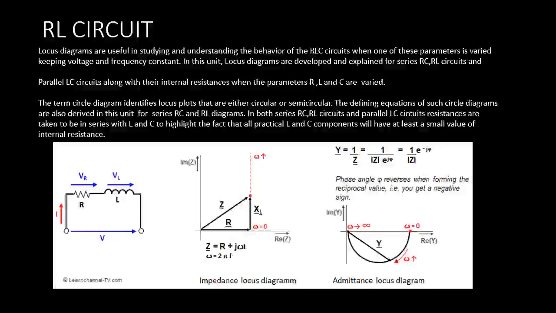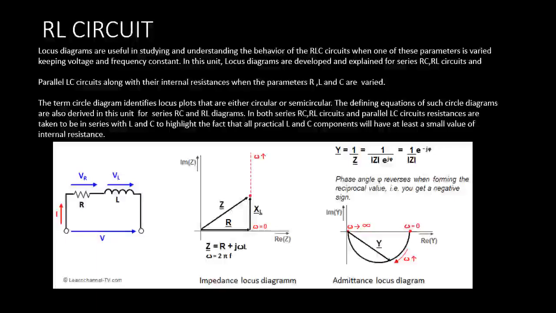The voltage across the resistance is VR and the voltage across the inductance is VL. The total voltage is V equal to VR plus VL by applying KVL. Let us take an impedance triangle, the impedance locus diagram, where the resultant vector is impedance Z, the opposite side of it is XL and the adjacent side is R, where Z equal to R plus jXL, and omega equal to 2 pi F.